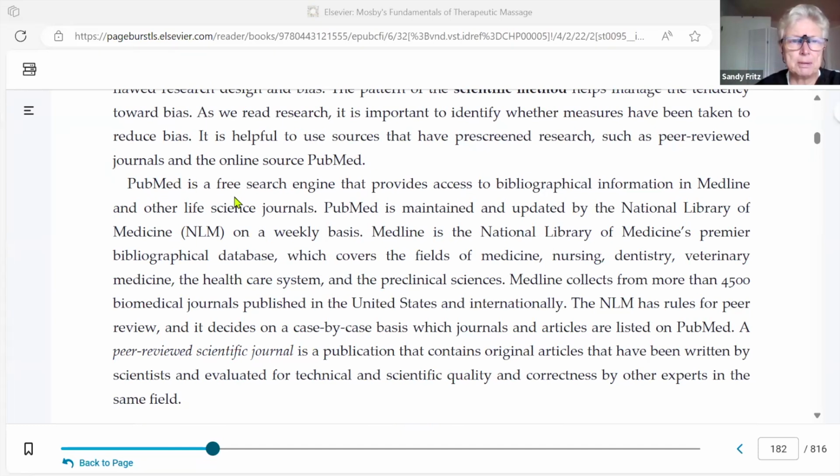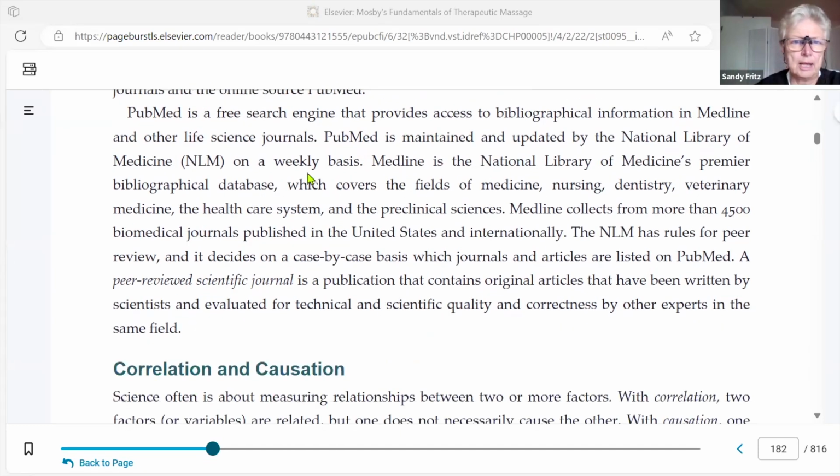Here it talks about PubMed as a free search engine, and it gives you information about what the importance is in a peer-reviewed scientific journal. You don't want to believe everything you read. You need to be careful of anecdotal reports.